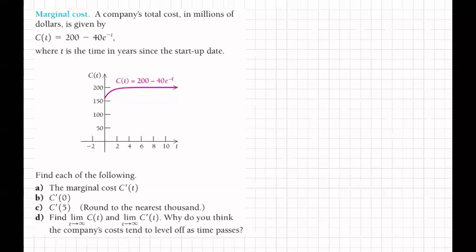Okay, make sure you see here they're giving us the total cost. That's where C of T comes in. So we have this function here. They give us the graph. We're not really worried about negative numbers, right? Because T is time in years since the start date. So this is going to be when it started and then moving forward 1 year at a time. So we don't want anything over here because we don't want the time before the start date. Okay.